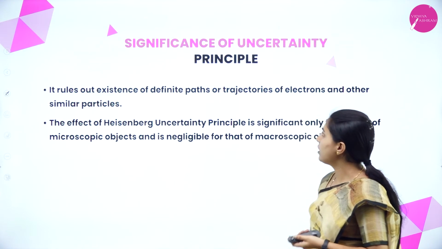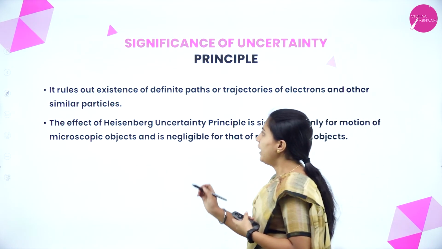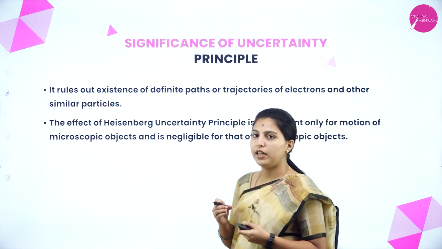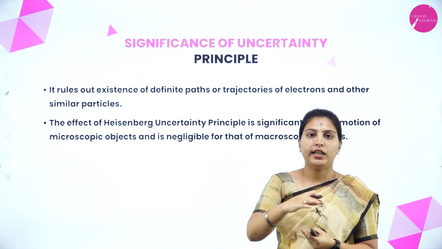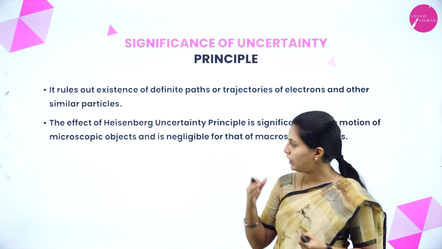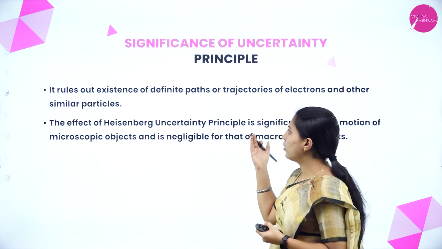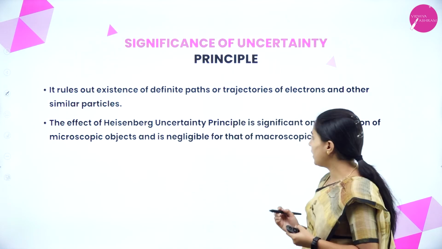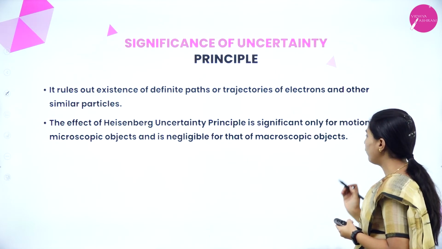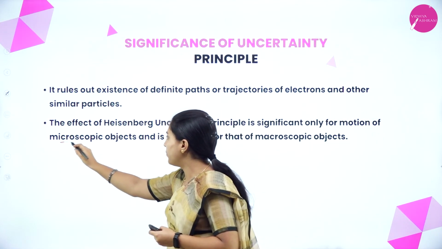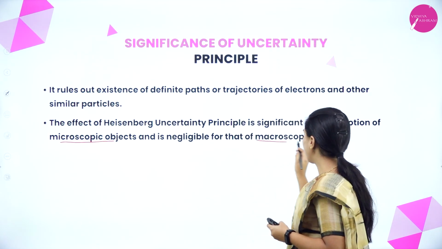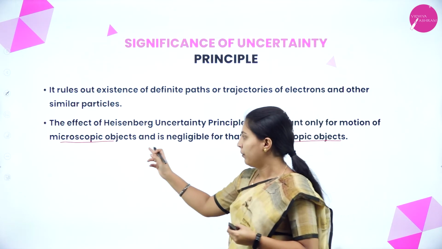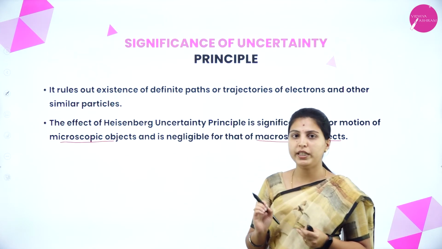What is the significance of the uncertainty principle? It rules out the existence of definite paths or trajectories of electrons and other similar particles. Rutherford told that orbits are present around the nucleus, but he told orbits are not present, and the existence of paths is not correct. The effect of Heisenberg uncertainty principle is significant only for motion of microscopic objects and is negligible for macroscopic objects. Whatever he told about uncertainty will be applicable only for microscopic things, not for macroscopic objects.